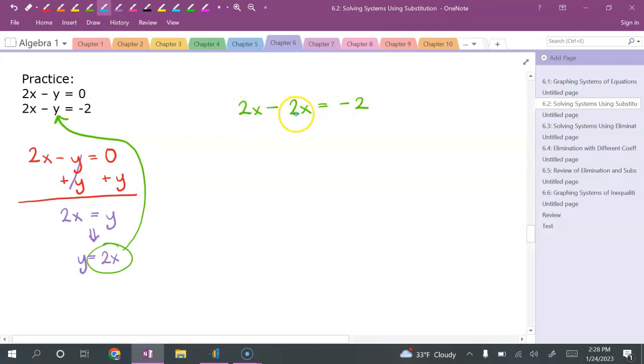Well, 2x minus 2x is 0. So I'm trying to say that 0 is equal to negative 2, which is not true. So these would be parallel lines, which means no solution.